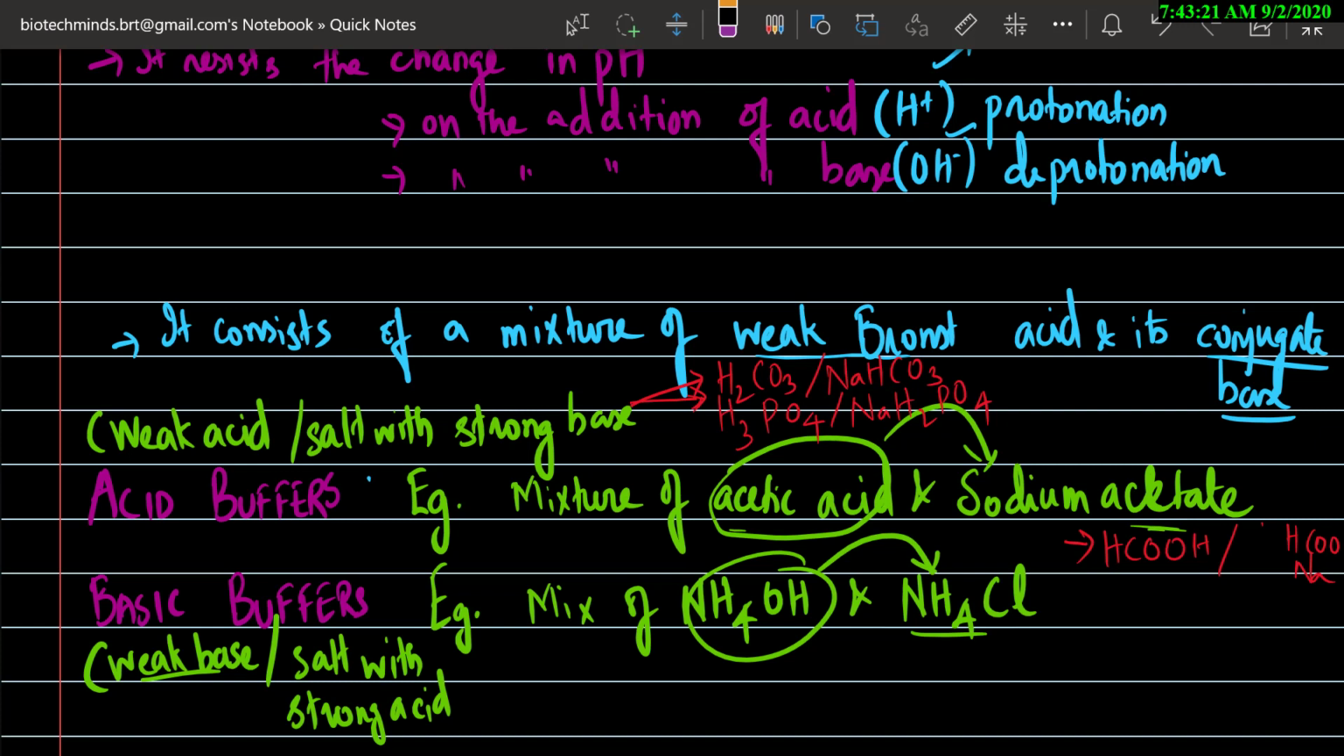So these are the examples for acid buffers and basic buffers. And even more for basic buffers, there are certain other examples.